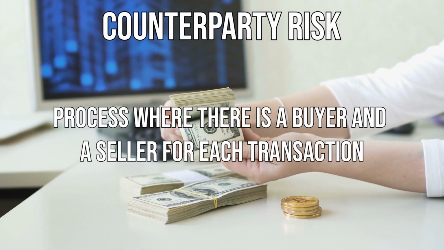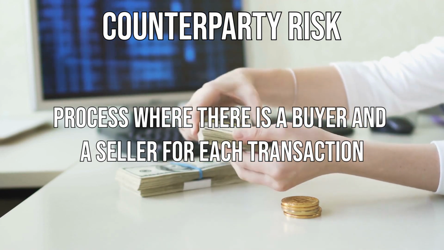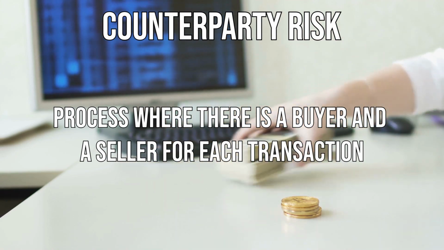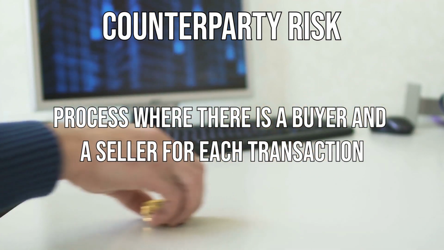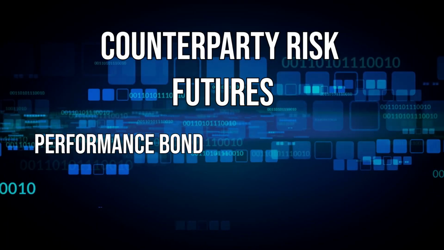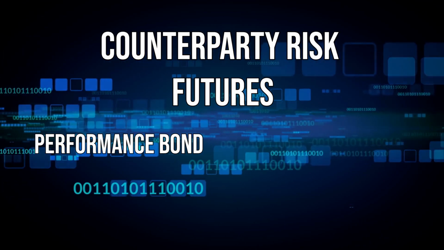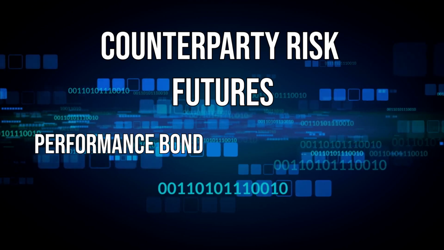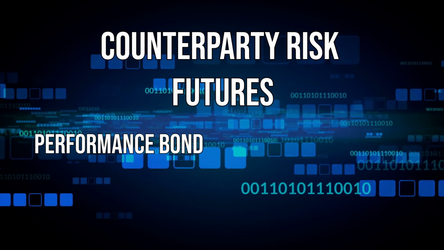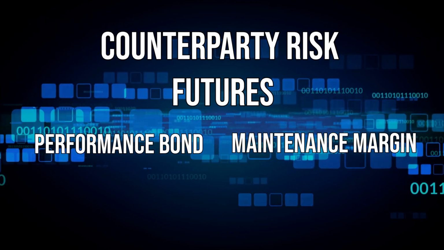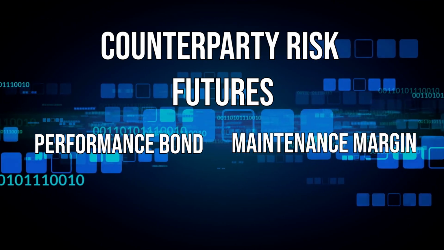Counterparty is the process where there is a buyer and a seller for each transaction. Since future trades settle in the future, the last thing you want is to have no one on the other side of the trade. Future exchanges utilize two risk mitigation techniques to prevent this from happening. First, we have performance bonds. To begin placing trades, you need a performance bond or initial margin. This essentially is the crypto in your account to cover trade obligations. Secondly, we have maintenance margin. The maintenance requirements is the minimum amount of crypto needed to cover all open positions.